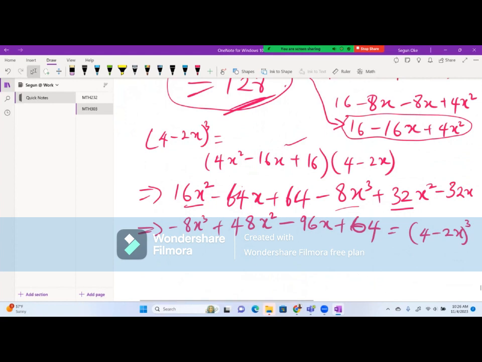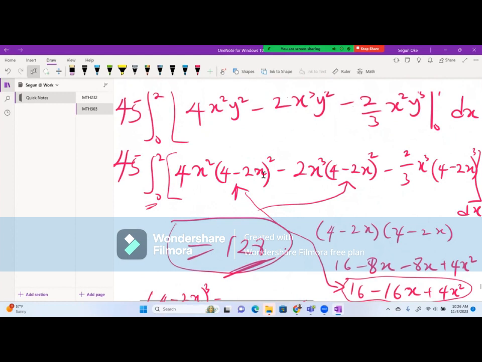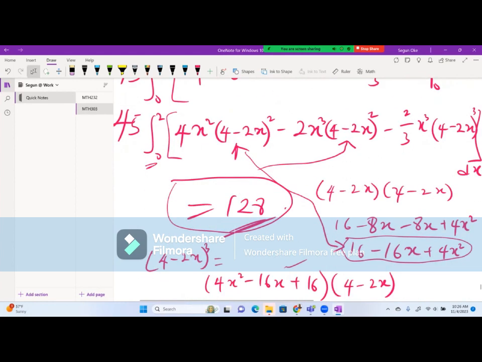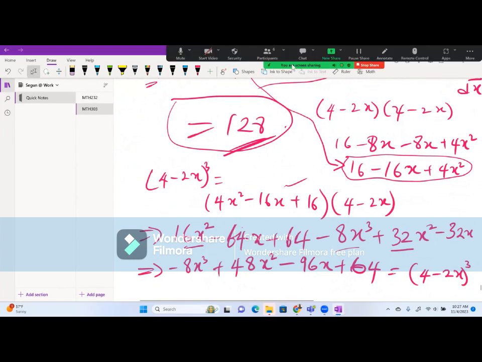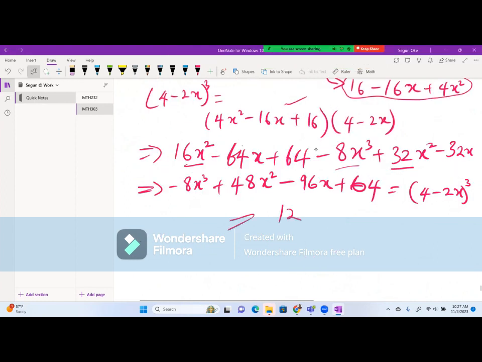So substitute this one back into it, then open the bracket, then now integrate. Multiply everything into it and substitute your 45. Substitute your limits and multiply by 45. At the end of the day, you have 128. If you do it, that is what you will have. Your final answer will be 128. Thank you. Have I answered your question, please?